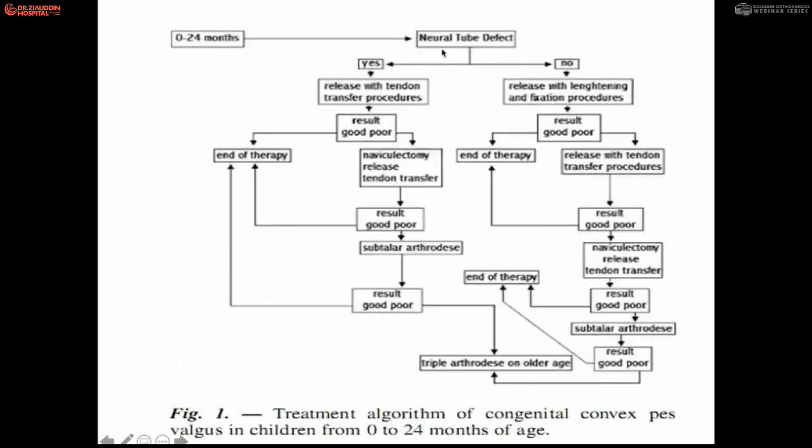So here is the review regarding the less than 2 years stage: no tubal defect, then the release, lengthening and fixation procedure. If the result is good, treatment ends. If results are not good, in recurrence, the release, tendon and transfer procedure; if the result is good again, then it is the normal result. If results are poor, you have to go for the naviculectomy. And after naviculectomy, if results are good, there is an end of therapy. If results are poor, then you can do the subtalar arthrodesis and you can find good results.